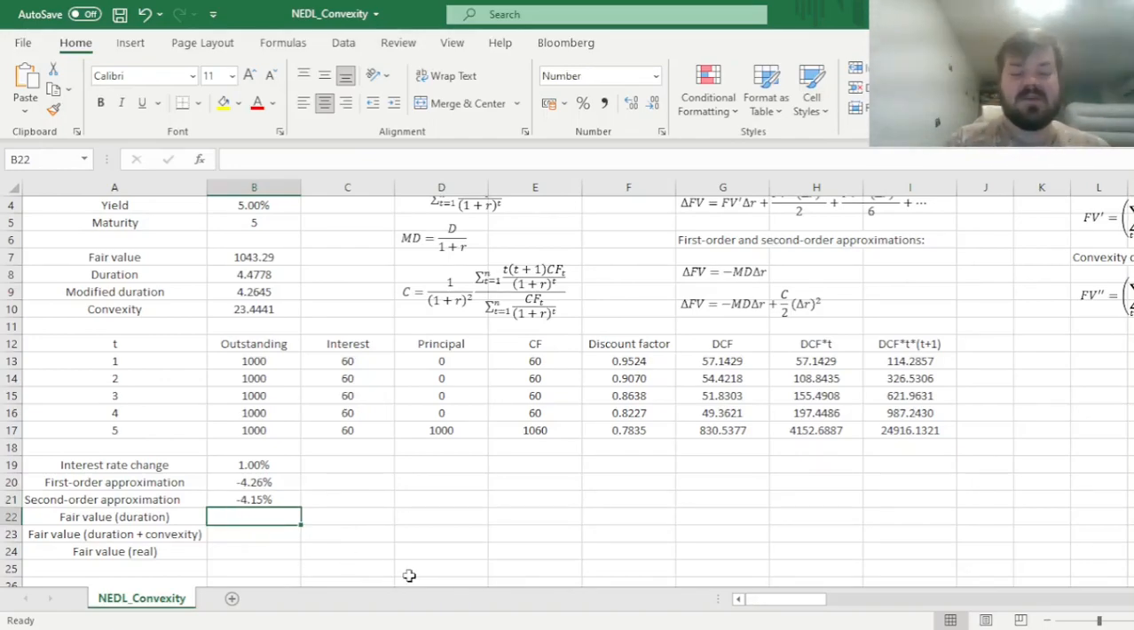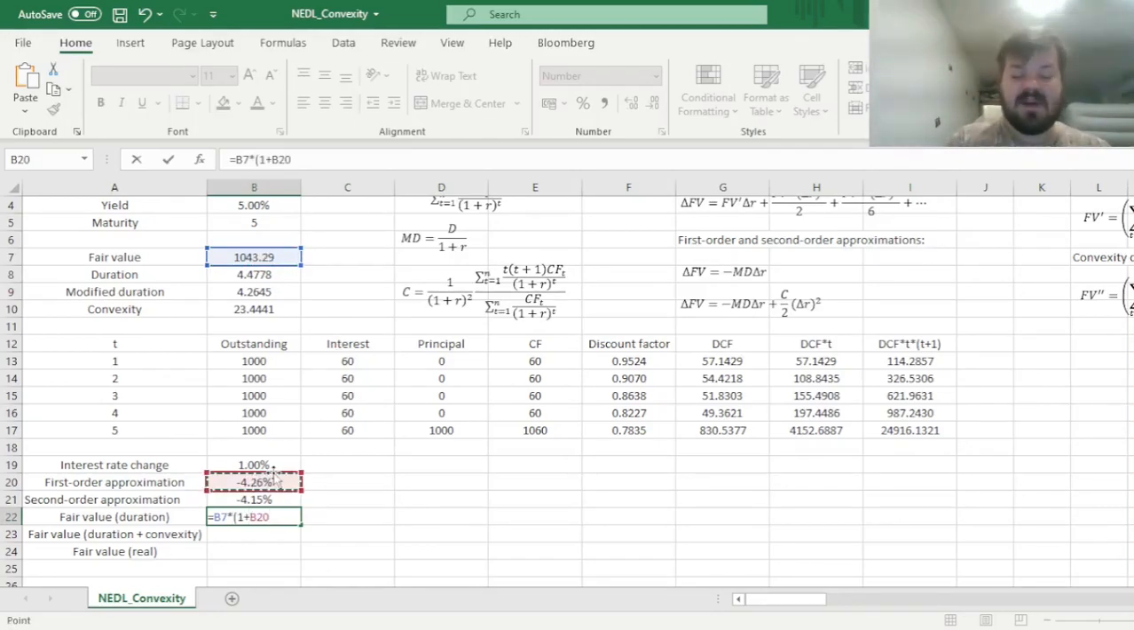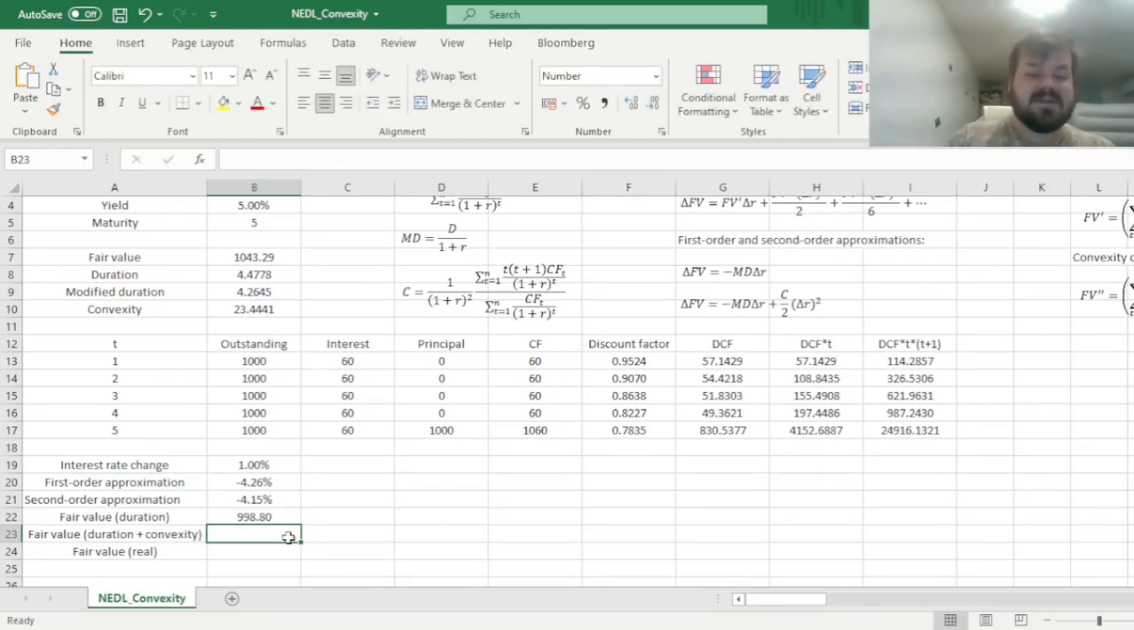So we can calculate those approximated fair values by just multiplying the current fair value by 1 plus the estimated price response. And we can see that compared to 1,000 that you would naturally expect, the first order approximation gives us a value of $998.80. So it's basically $1.2 away from the actual value, which is not that bad.